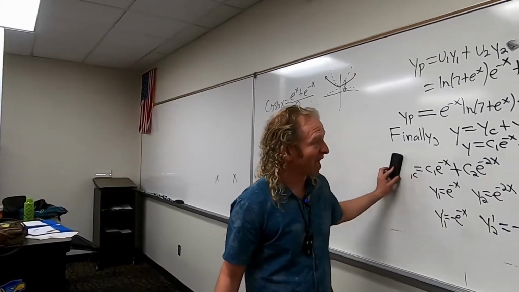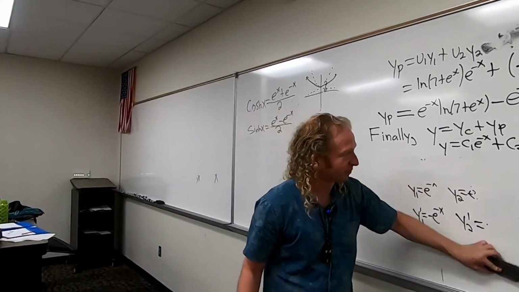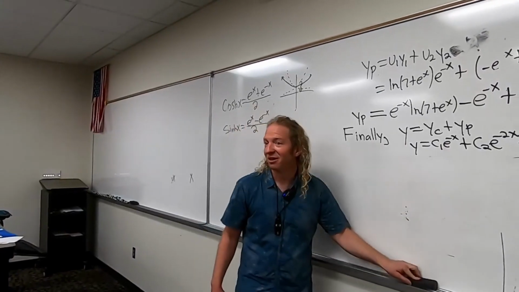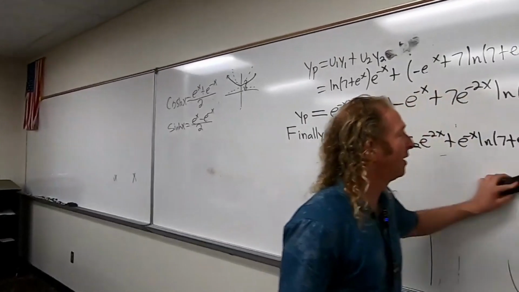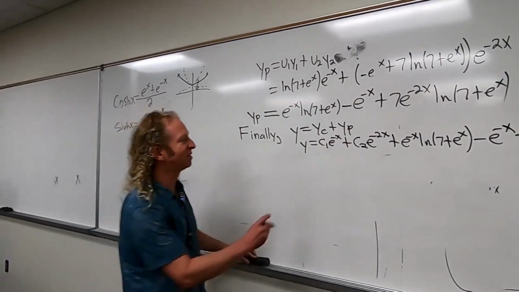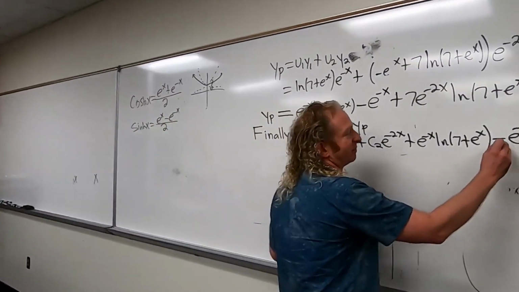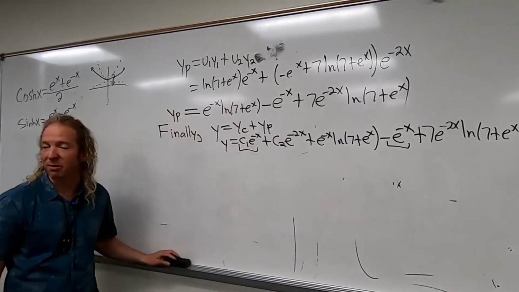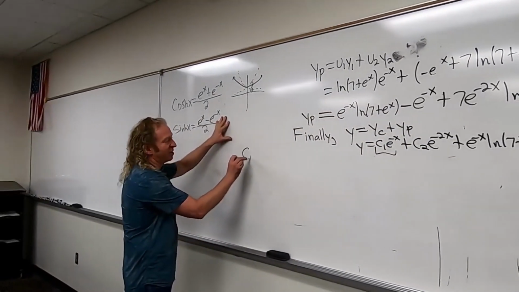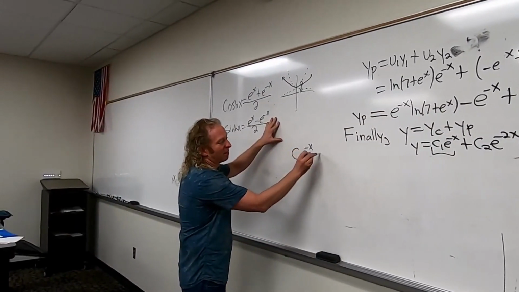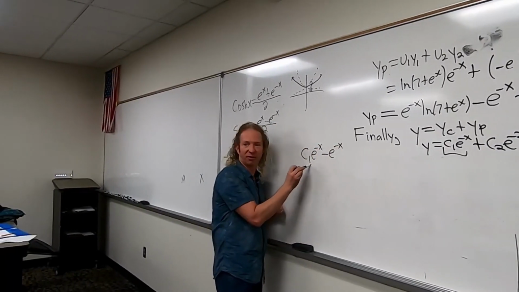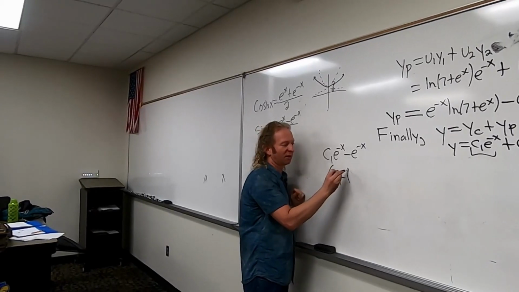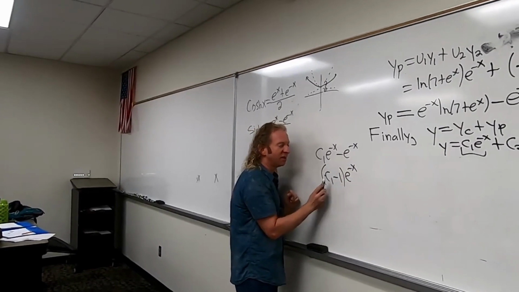So that is not the final answer. No, we're not done. Yeah, simplify it. So here's the thing. You see some common terms here. You see this and this. They're the same. So I'm going to do it over here. Check this out. If you have c1 e to the negative x minus e to the negative x, what could you factor out here? This is a really important technique. C1 minus 1.